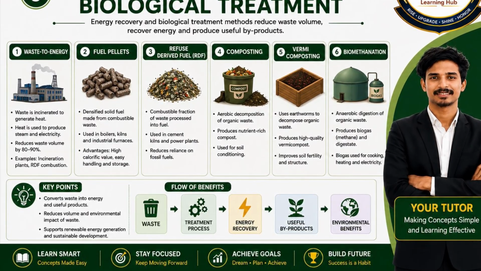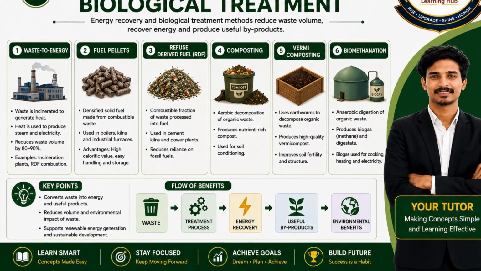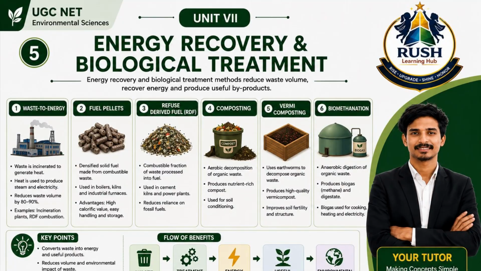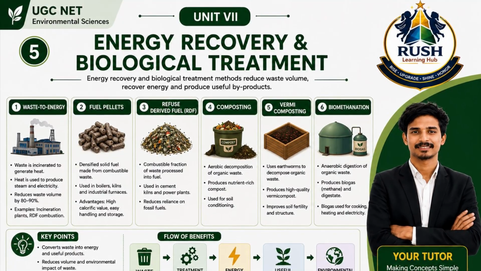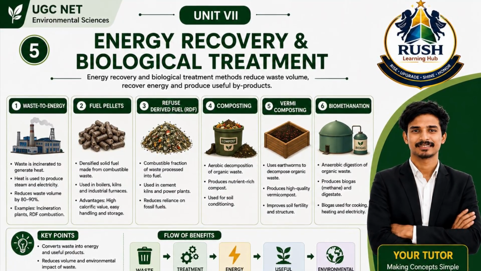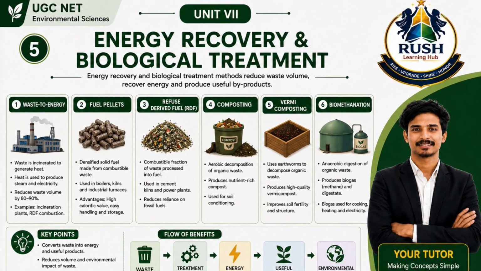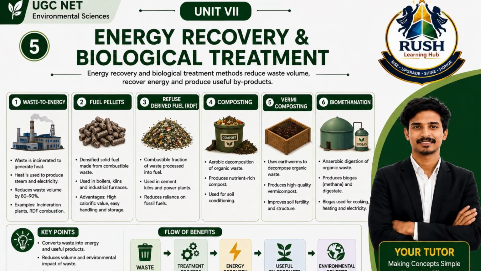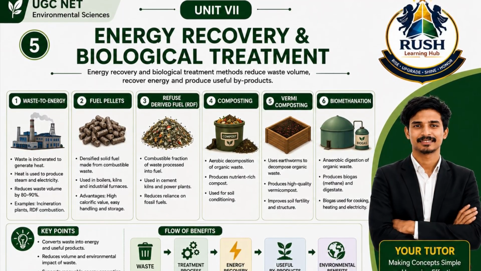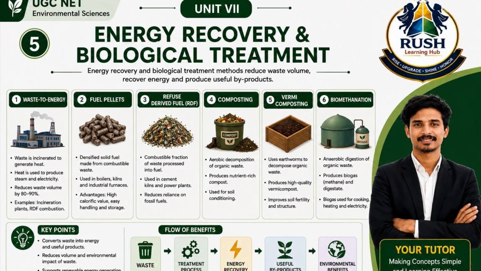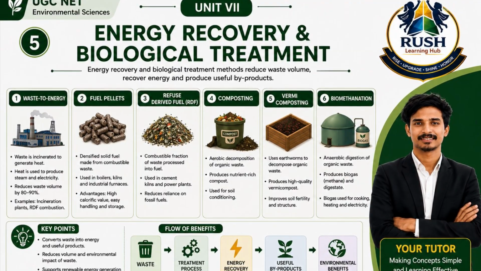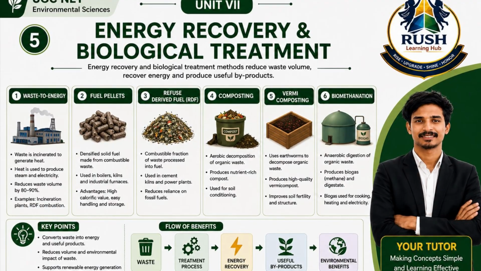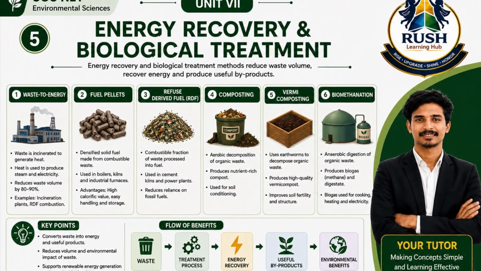Another important technology is refuse-derived fuel, commonly known as RDF. Refuse-derived fuel is produced after removing recyclable materials and non-combustible substances from municipal solid waste. The remaining combustible fraction, mainly consisting of paper, plastics, textiles, rubber, and wood, is shredded and processed into RDF. RDF is commonly used in cement plants, industrial boilers, and thermal power stations as a substitute for coal.